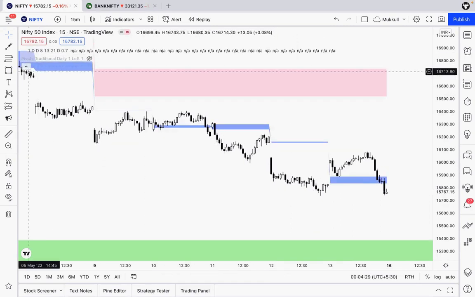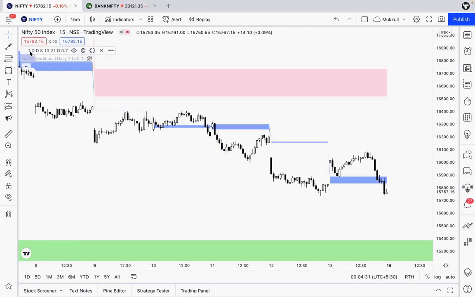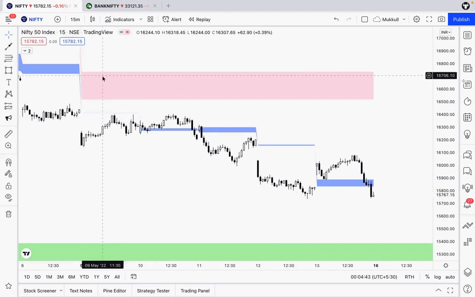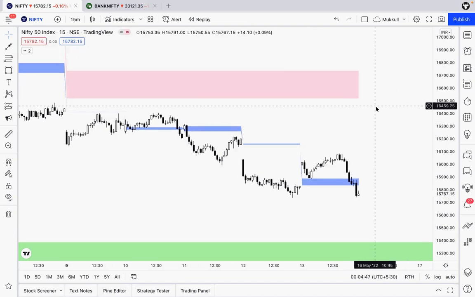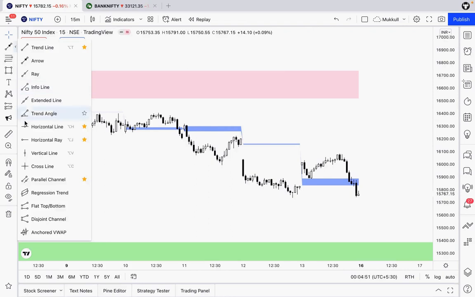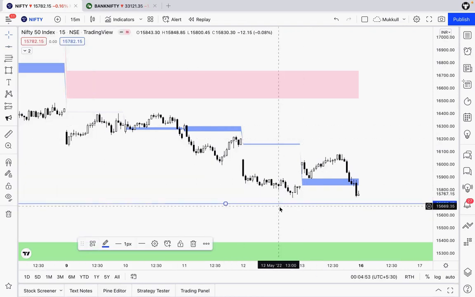So let us first plot our CPRs. If you see, these blue boxes are none other than daily CPRs. This is our weekly CPR. If you see the previous week, we have the whole CPR as virgin. So now let me mark this particular level for you.